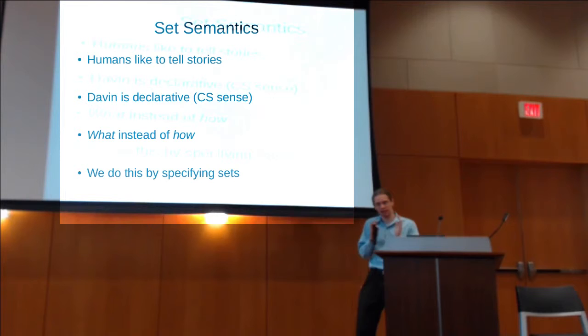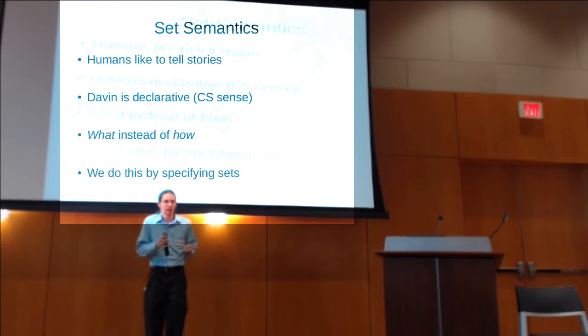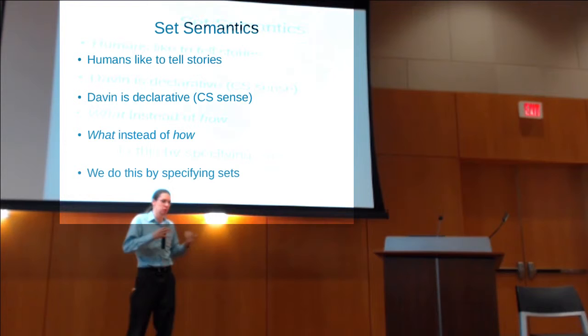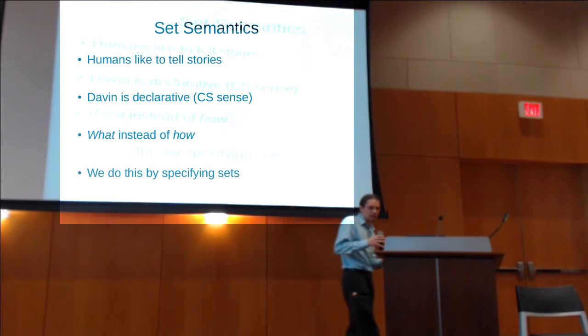So humans, as we know, when we talk, we like to tell stories. We like to explain how things happen. Sue went to the store, then she picked up the oranges, and she went home. That one doesn't work like this. Instead, it explains what you want people to pay attention to, not how that thing actually happened. And we do this by specifying specifics that we want people to look at.